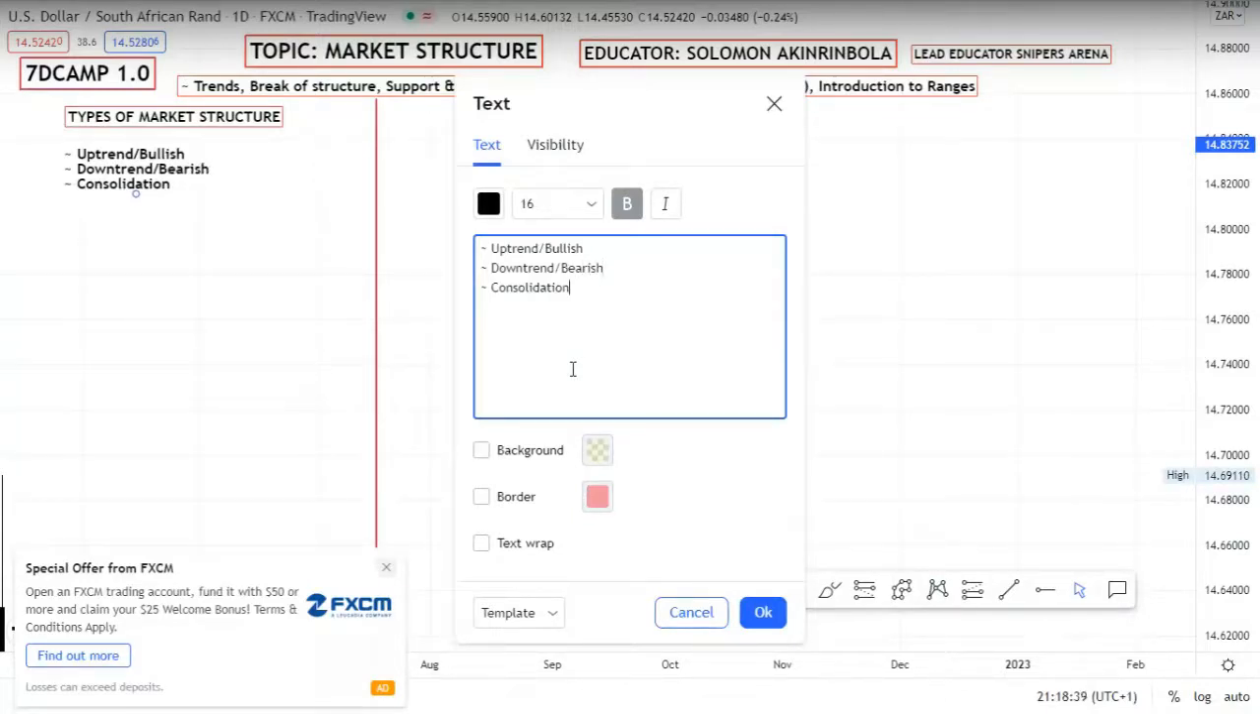And we have the consolidation. Others can call it the ranging. Some can call it choppy markets. It all depends on whatever everyone wants to call it. Consolidation. Yeah, let me just go over the chart.